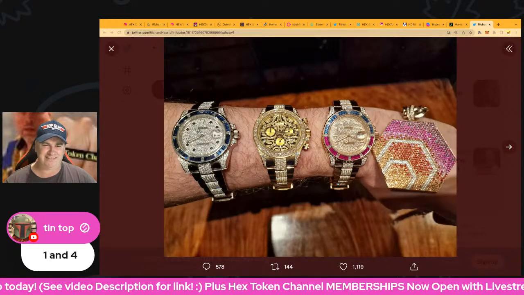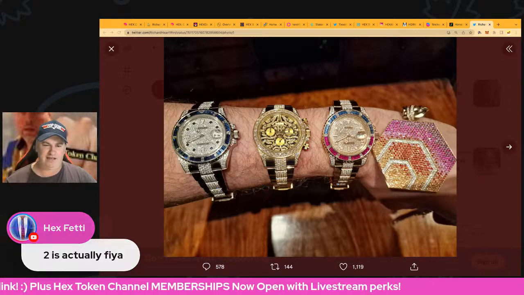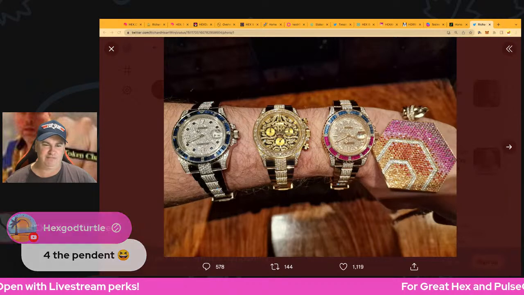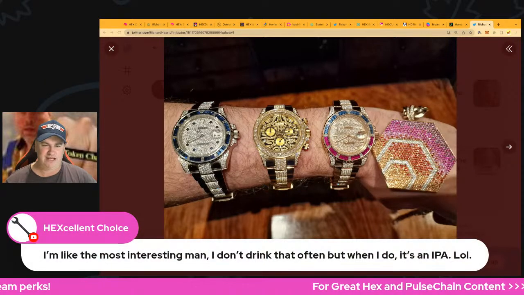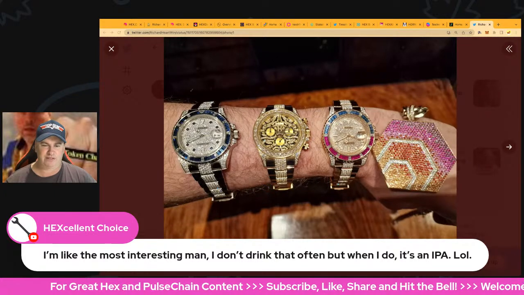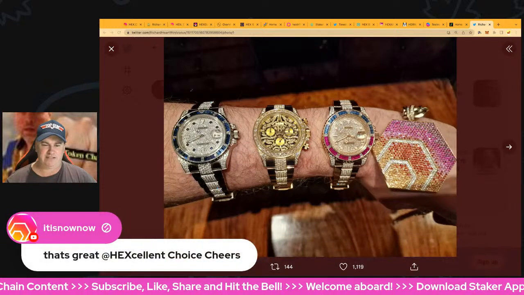That's hilarious. Hex says 2 is actually for you, and 4 is the pennant. Yeah, is it called a pennant? I was just calling it the Hex medallion, but that's a good name for it. The Hex title. Hexon says I like the most interesting. I'm like the most interesting man. I don't drink that often. When I do, it's an IPA. Lol, that's funny. That's great, says Hexon Joyce.